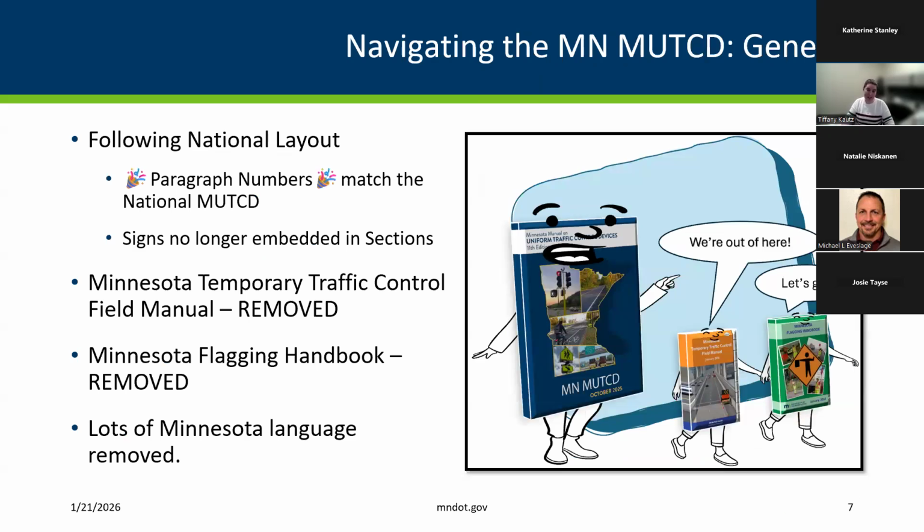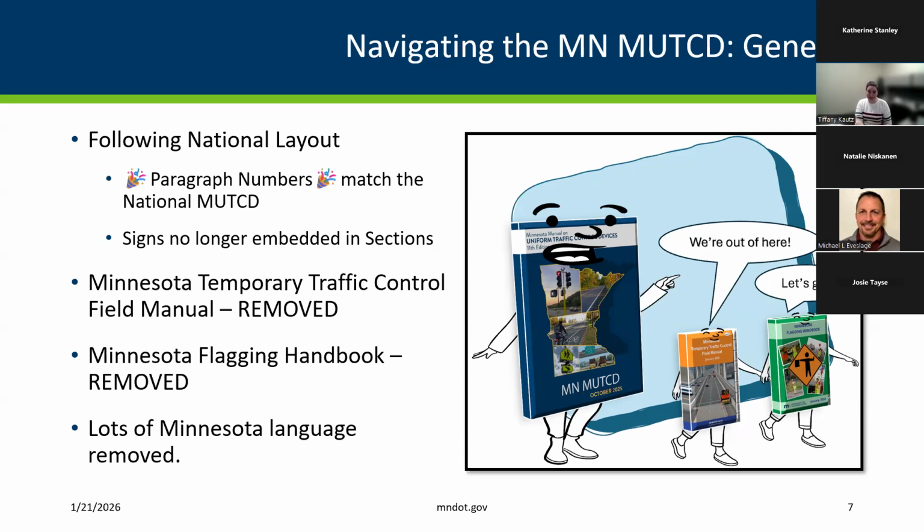A couple of things that have changed regarding the MN MUTCD: with this rewrite, we moved closer to the National MUTCD. Our layout is going to follow the National MUTCD more closely. We have paragraph numbers. I'm really excited about those. They match the National MUTCD, and you'll be able to give somebody the section and the paragraph number, and hopefully have better confidence that they've found the paragraph that you wanted them to find in the manual. Also, signs will no longer be embedded in the sections. Those signs are going to be in a figure, and then the figure will be referenced in the appropriate sections.